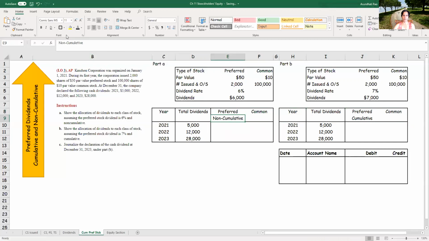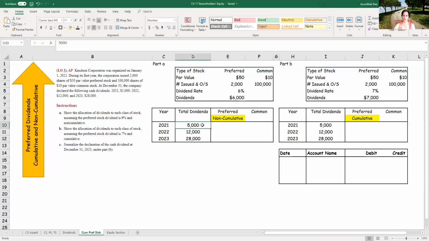And the major difference is in part A, we are saying they're non-cumulative. In part B, we are saying they're cumulative. Again, non-cumulative means each year if dividends are paid out, preferred stockholders get up to 6,000. Anything below that, if they don't get it, they don't get it. Here we are saying it carries over into the next year. So let's see what happened over here.